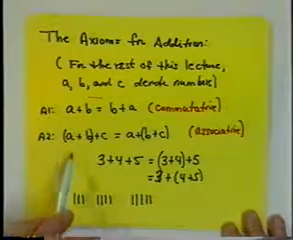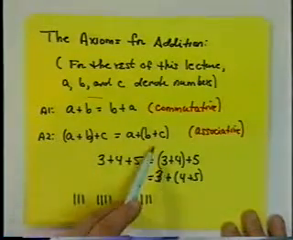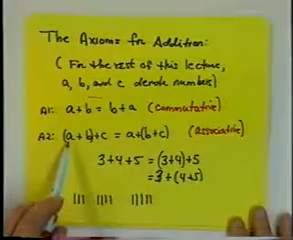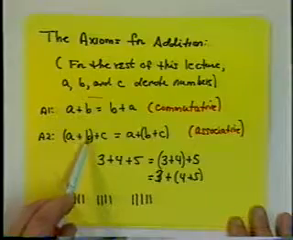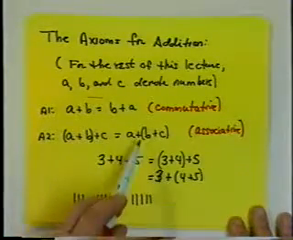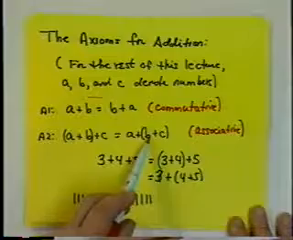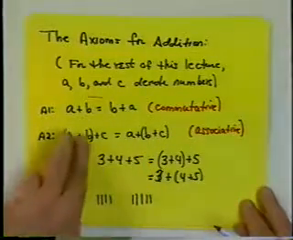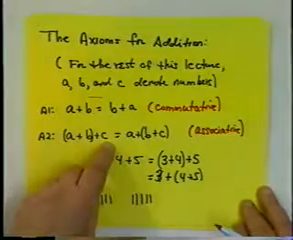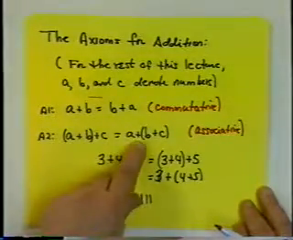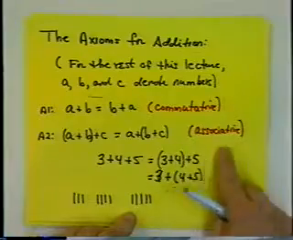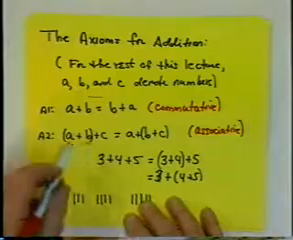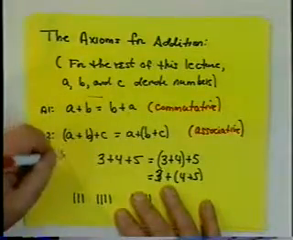The second one says when you're adding three or more numbers, it doesn't matter how you group them. In other words, if you first add A and B, then you add C, it's the same thing as if you added A to the sum of B and C. In other words, (A plus B) plus C is the same as A plus (B plus C). That's called the associative property because it says that since these things mean the same thing no matter how you group them, I might just as well leave the parentheses off.